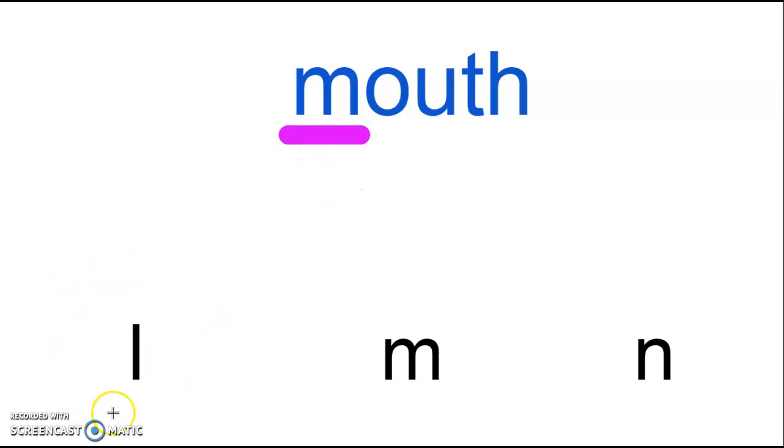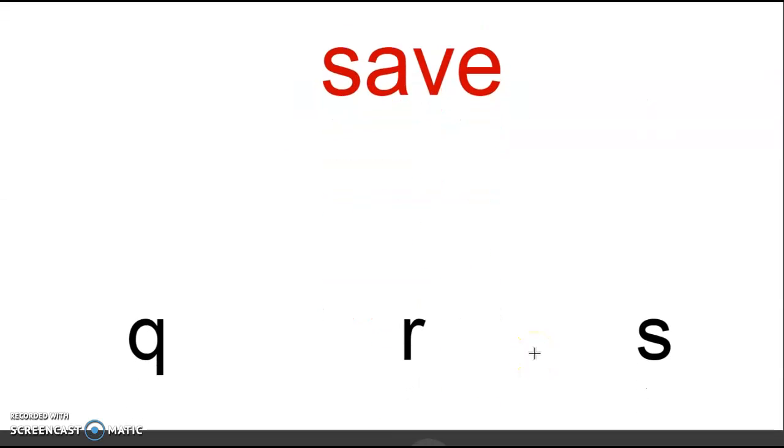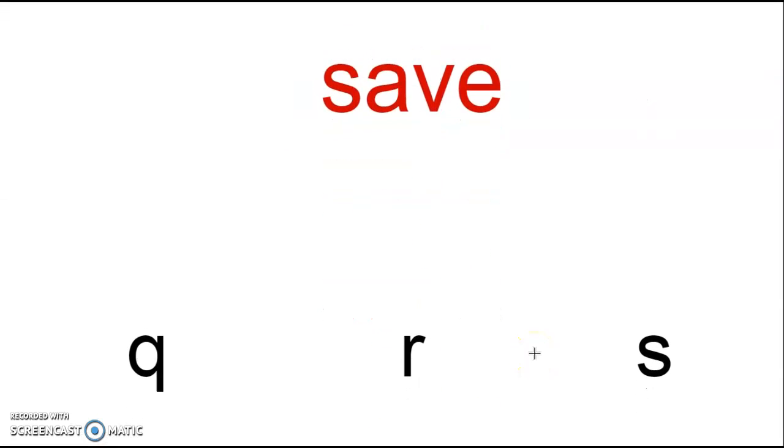Do you see an L? Do you see an M? Or do you see an N? Point to that letter or say that letter out loud. Very good. If you chose the letter M, you chose correctly. The last word is save. Save. Which letter below is the first letter, the beginning letter of the word save?